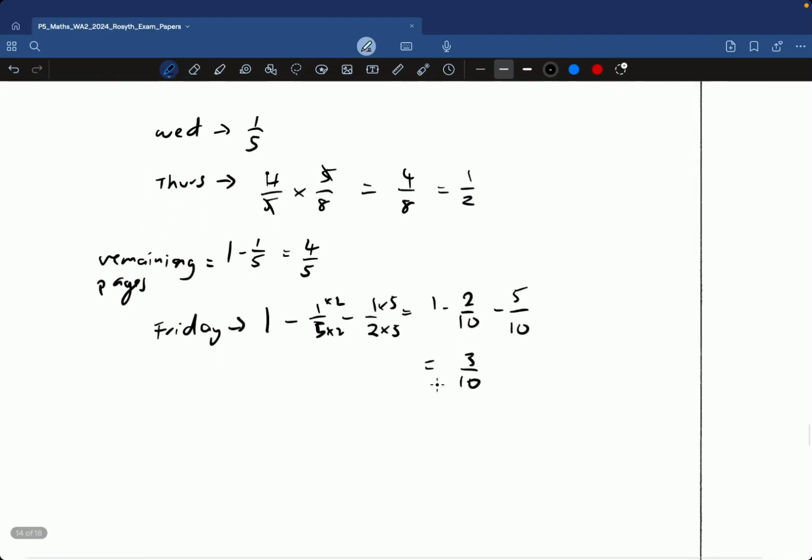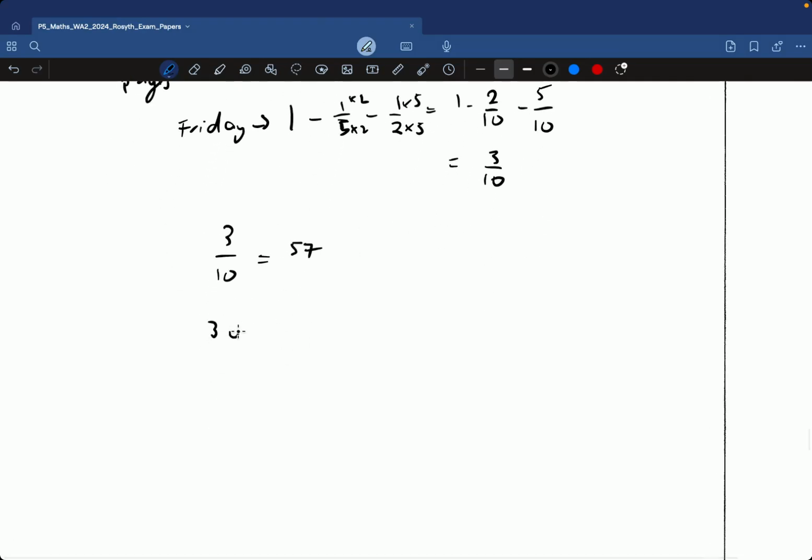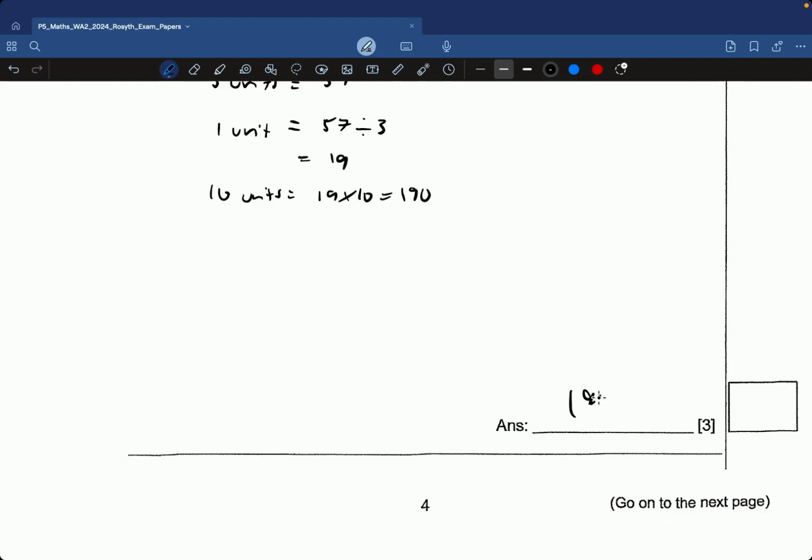And we also know how many pages, which is 57. So 3 out of 10 of the book is 57, right? Or you could say 3 units is equal to 57 pages. Then 1 unit is equal to 57 divided by 3. This will give us 19. And then 10 units will be 19 times 10, which is 190. All right. So the answer is the total is 190 pages.